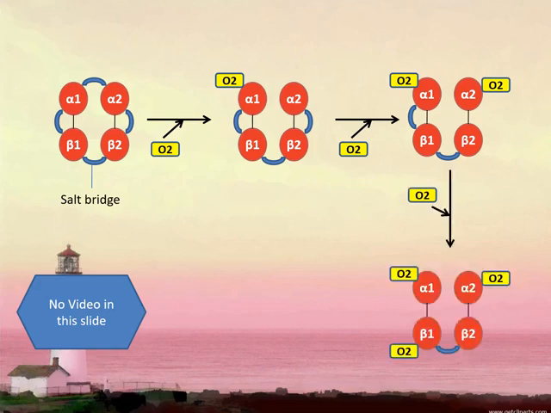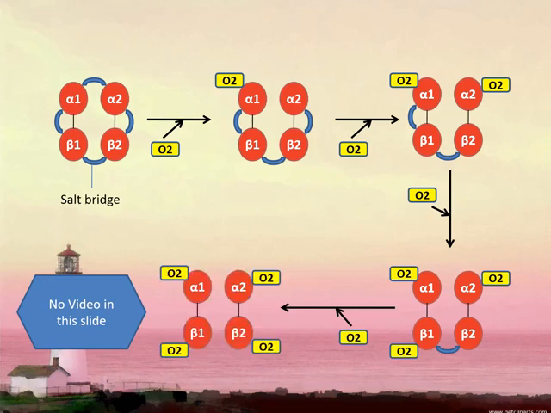Now you see the salt bridge between alpha 1 and beta 1 is broken. So beta 1 is getting oxygen. Finally, 4 molecules of oxygen are bound to the hemoglobin molecule. This is called heme-heme interaction or cooperativity.